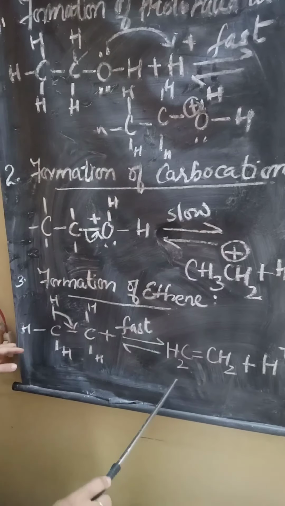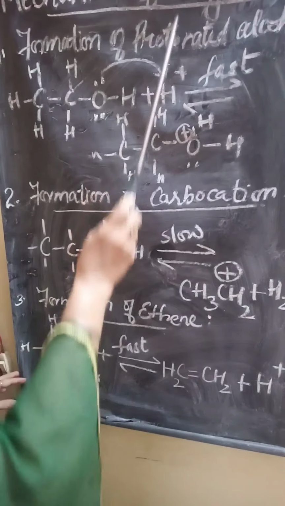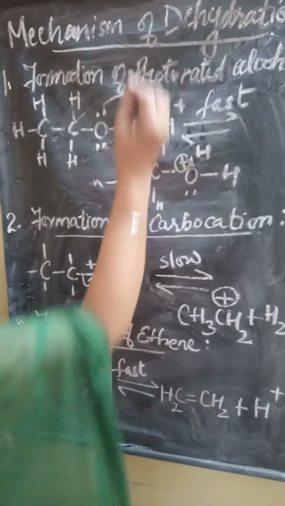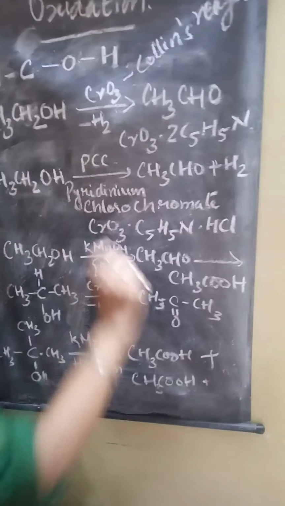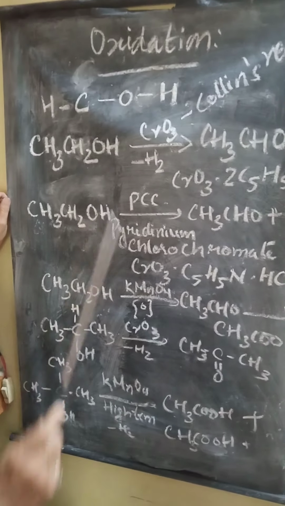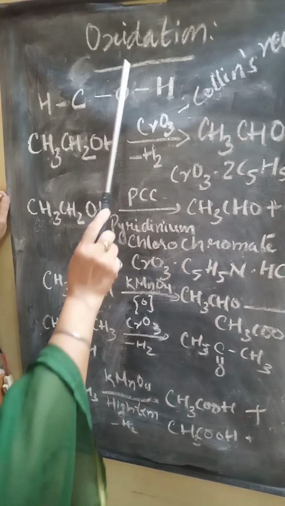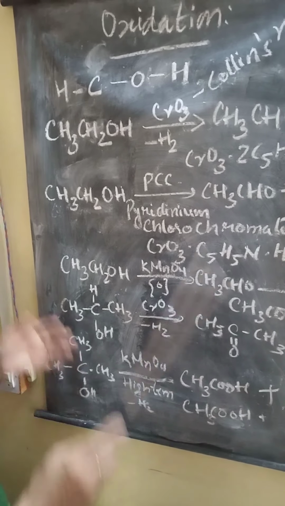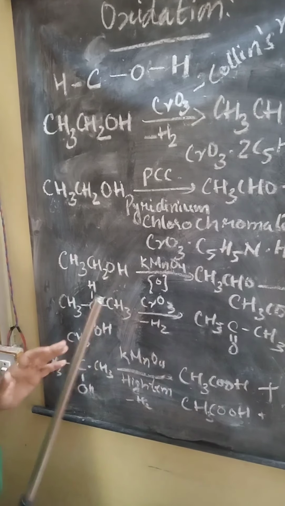So in this way the mechanism of dehydration reaction takes place. Now the next reaction which we have to study is oxidation reaction. The word oxidation you have studied in the earlier classes. Oxidation means addition of oxygen or removal of hydrogen. Here we will study removal of hydrogen.